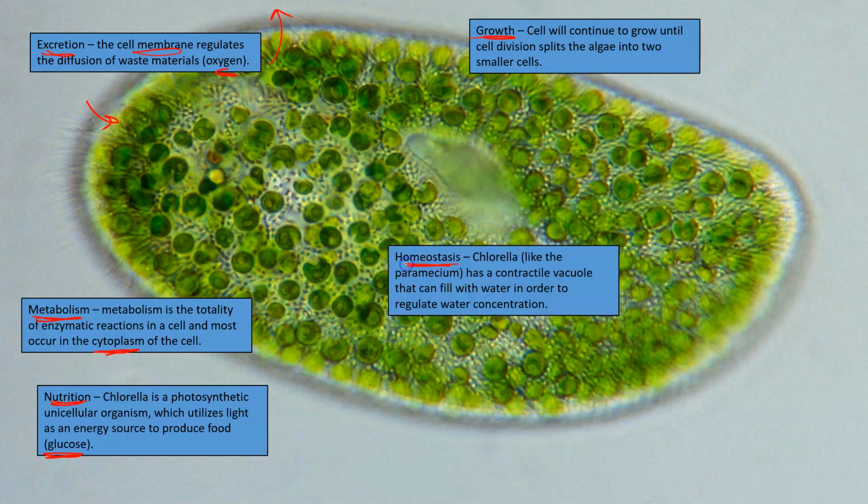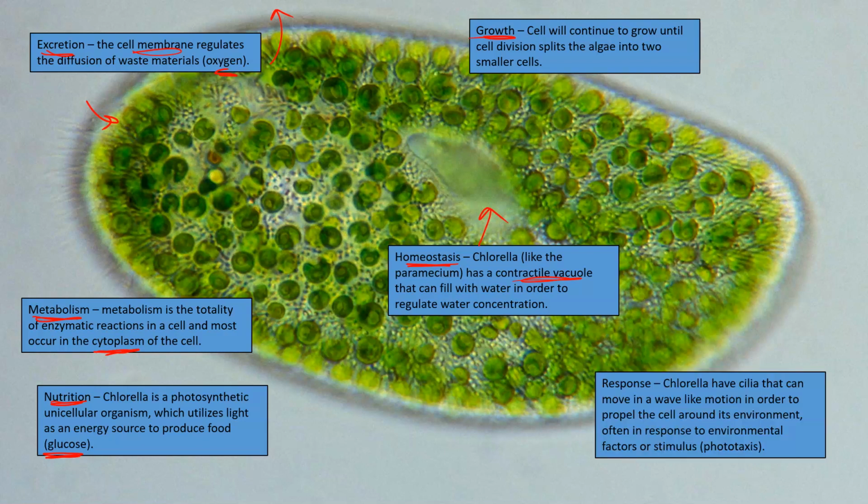Homeostasis. Just like the Paramecium, they have a contractile vacuole. You can see it here. Basically, where they store water, it can fill with water. It can regulate the concentration of water within the cell. And really important when maintaining homeostasis for a changing environment, because environments aren't stable, right? You have to be able to fluctuate. You have to be able to differentiate your concentrations to help balance out what the environment is doing. And again, response.